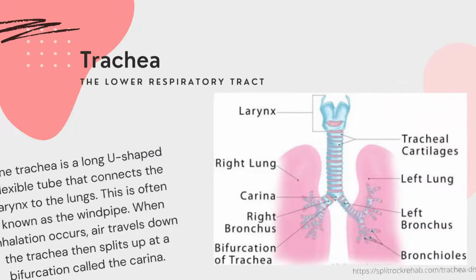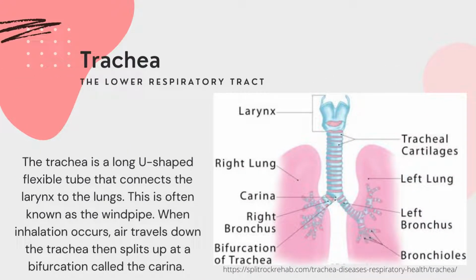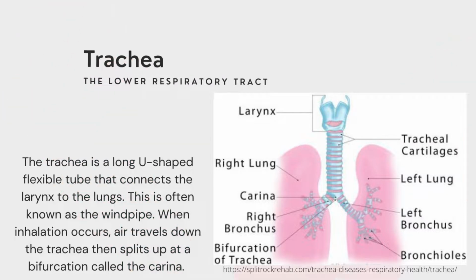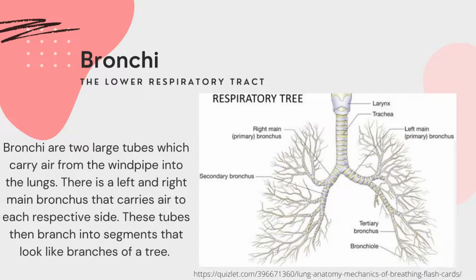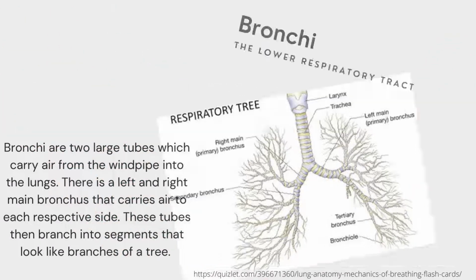The trachea is a long U-shaped flexible tube that connects the larynx to the lungs. This is often known as the windpipe. When inhalation occurs, air travels down the trachea, then splits up at the bifurcation called the carina. The bronchi are 2 large tubes which carry air from the windpipe into the lungs. There is a left and a right main bronchus that carries air to each respective side. These tubes then branch into segments that look like branches of a tree.